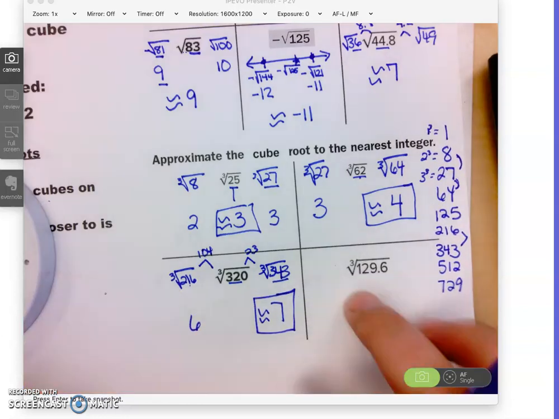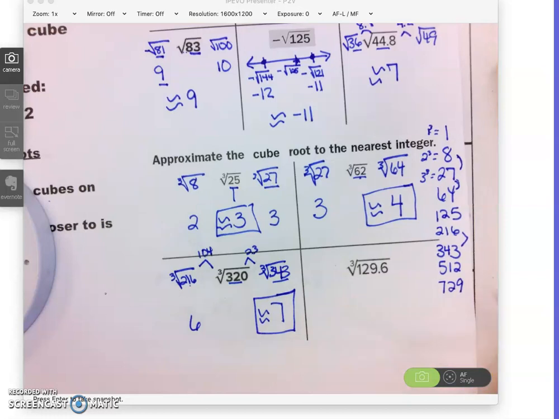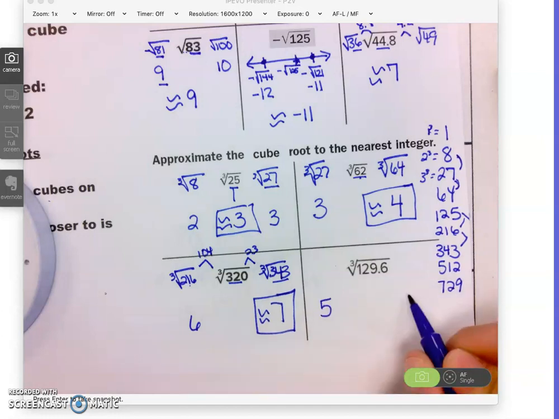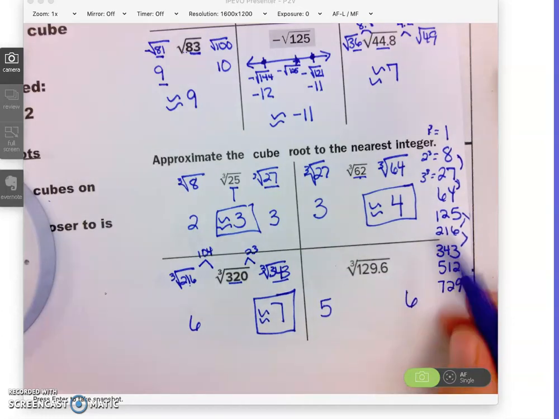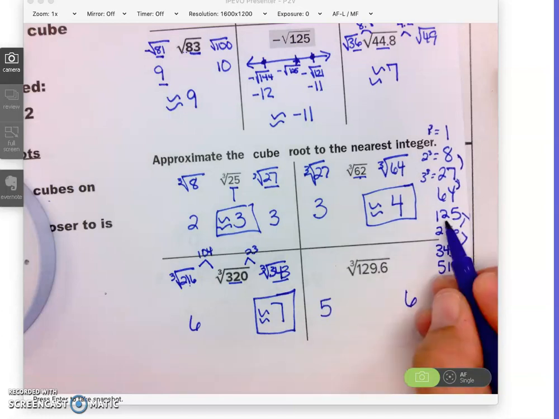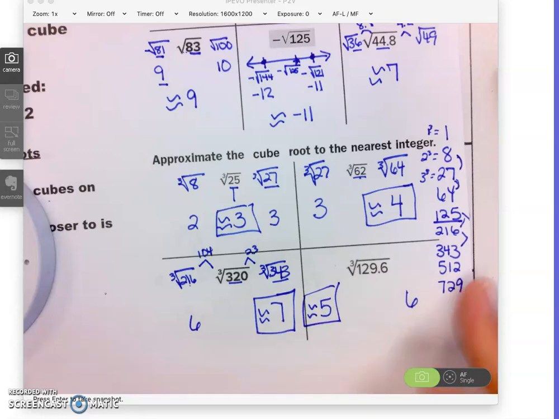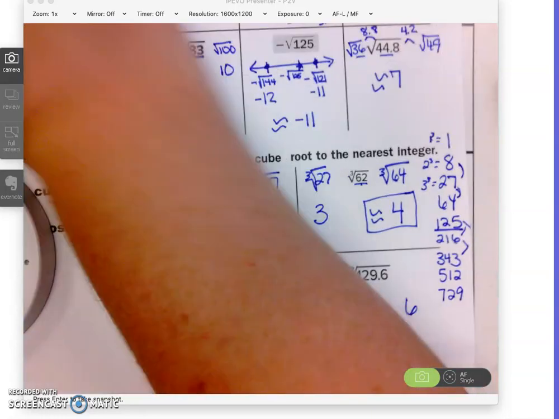Okay, and one of our last ones, 129. Again, where does that go? It's going to fall between these two numbers, which is the cube root of 5 and the cube root of 6. Well, it's going to be closer to that 125, which is the cube root would be 5. I know, I'm sorry, I'm working really fast.